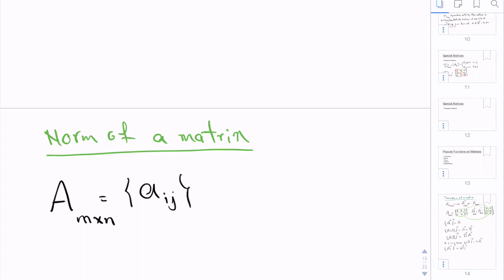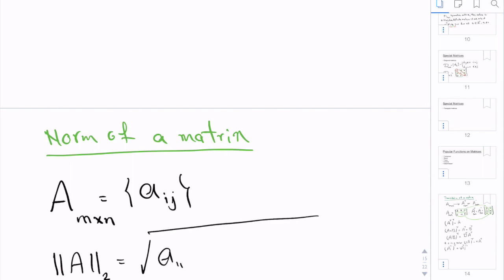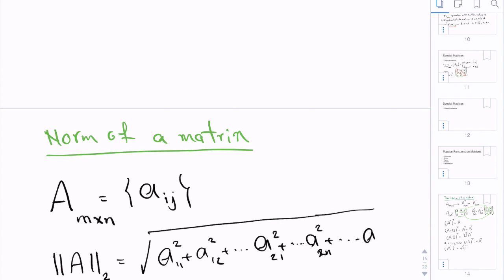So basically, the norm of A, this is also norm 2, is the square root of a11 squared plus a12 squared plus a21 squared plus, going all the way, a22 to n, plus all elements squared, up to a_mn squared.